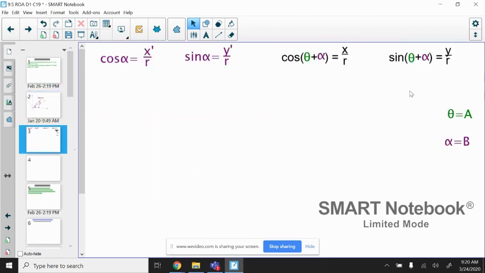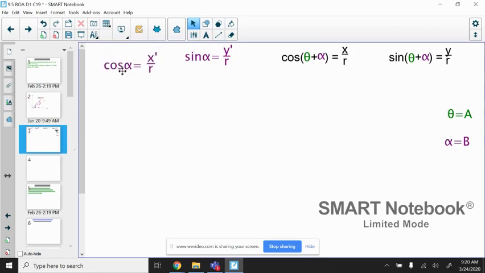Now, just for the sake of typing, I'm going to, from now on, replace theta with an A and alpha with a B. And then at the very end, I'm going to go back and replace the theta symbol and the alpha symbol. So let's work with this one right now.